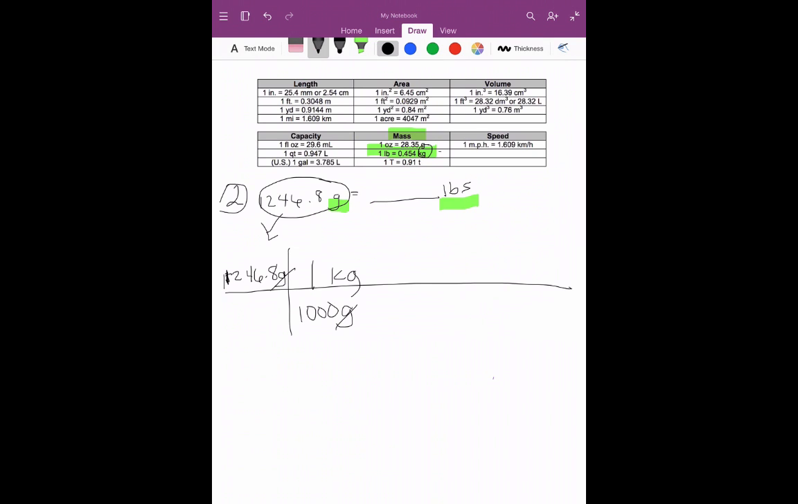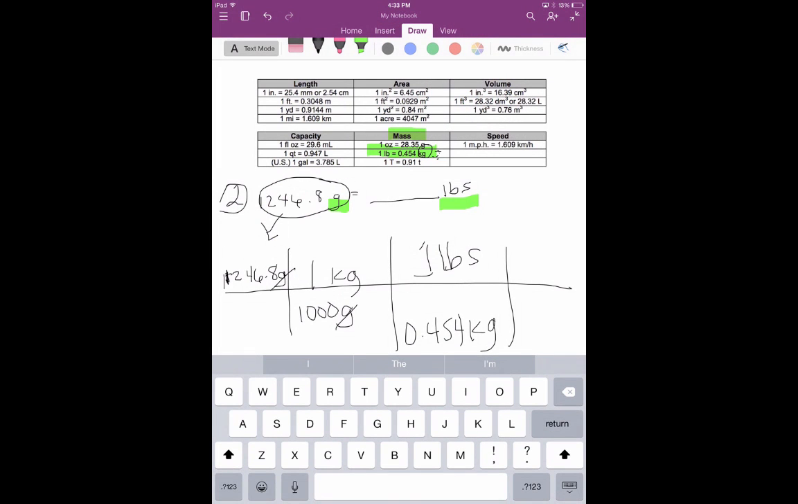Now we're looking right for this up here. So getting rid of kilograms, our kilograms go on the bottom. We have 0.454 kilograms is equal to 1 pound. The next thing that we need to do is multiply across the top.